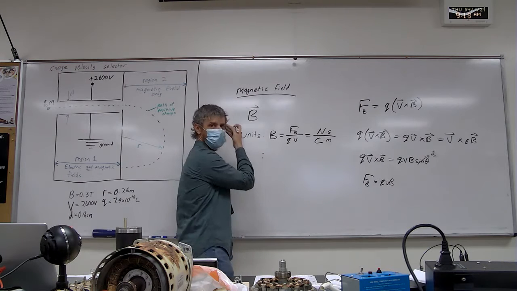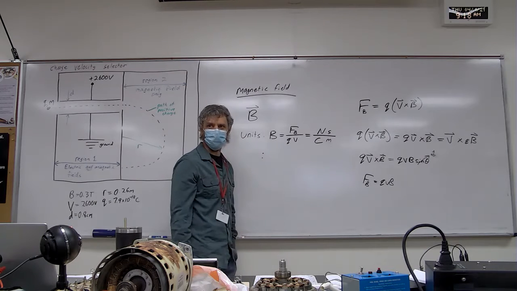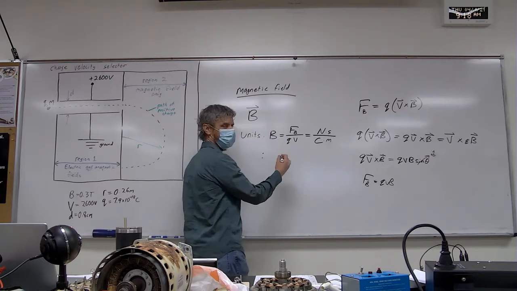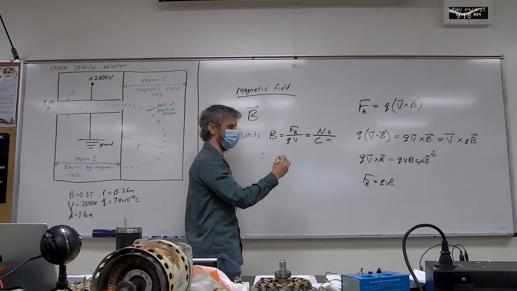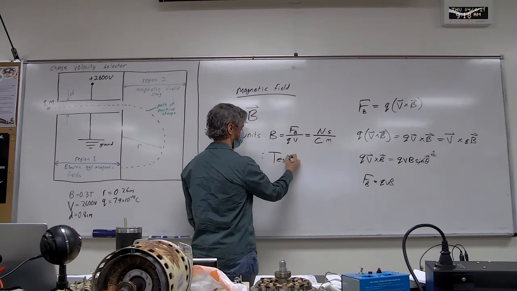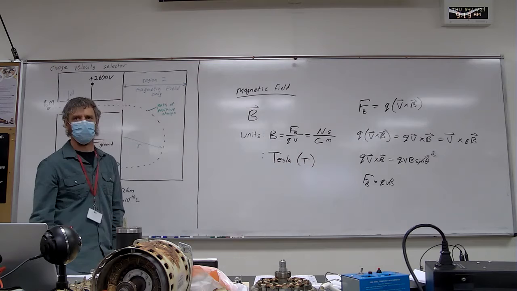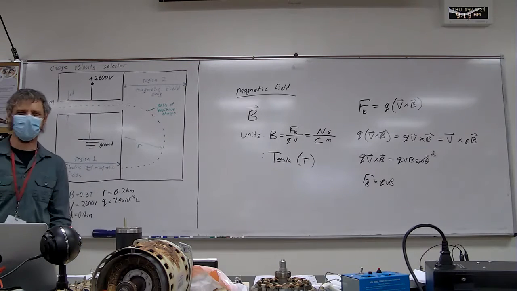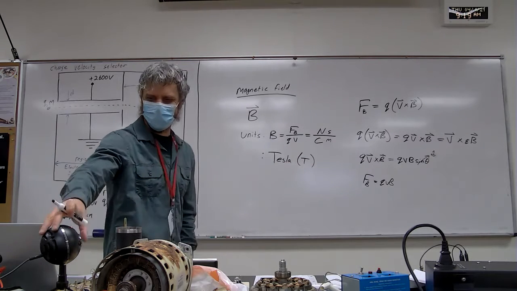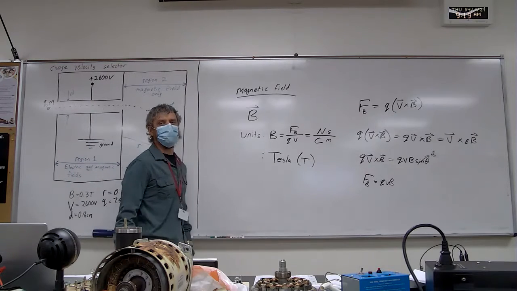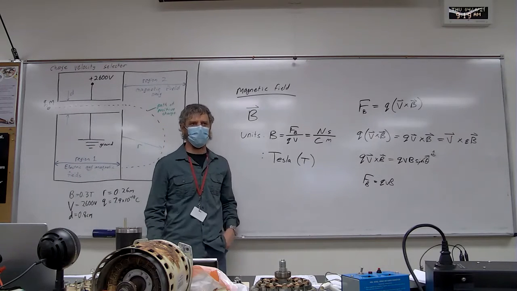Does anyone know what the unit of magnetic field is? The derived unit? It's named after a car. Tesla. Capital T. Wasn't it named after like driving Tesla? Yes. No, it was named after Edison. And 1 Tesla is a huge magnetic field.